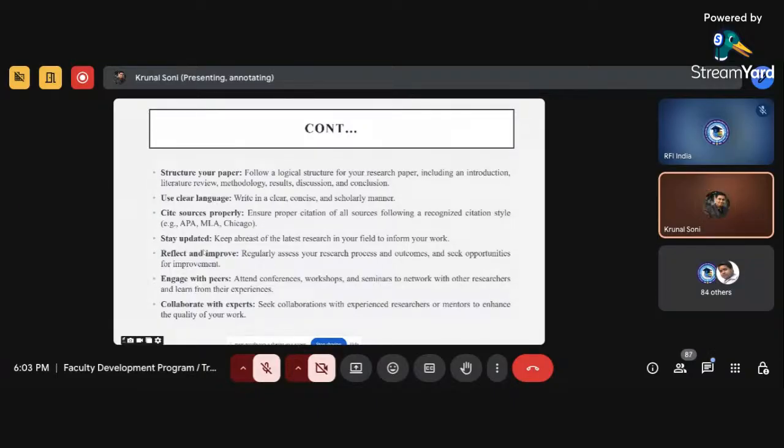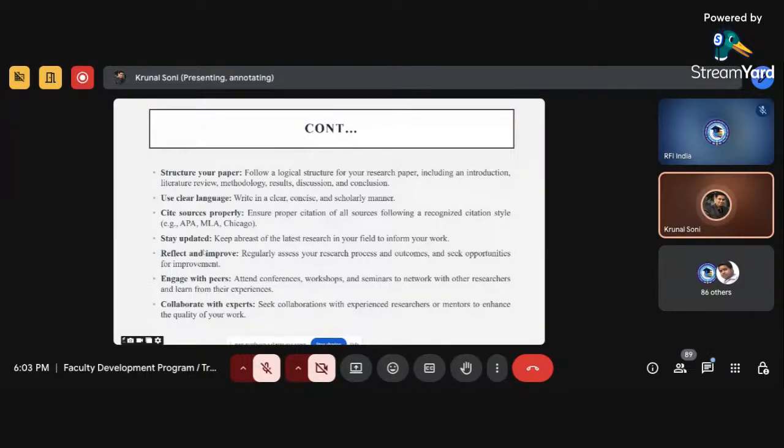Then we need to make citation sources very properly in terms of the format, like APA, MLA, Chicago, Harvard. Stay updated, in the sense that whenever new research and new things come out into the market, we should always be aware, incorporate them as and when they come out, and keep ourselves updated on these platforms.